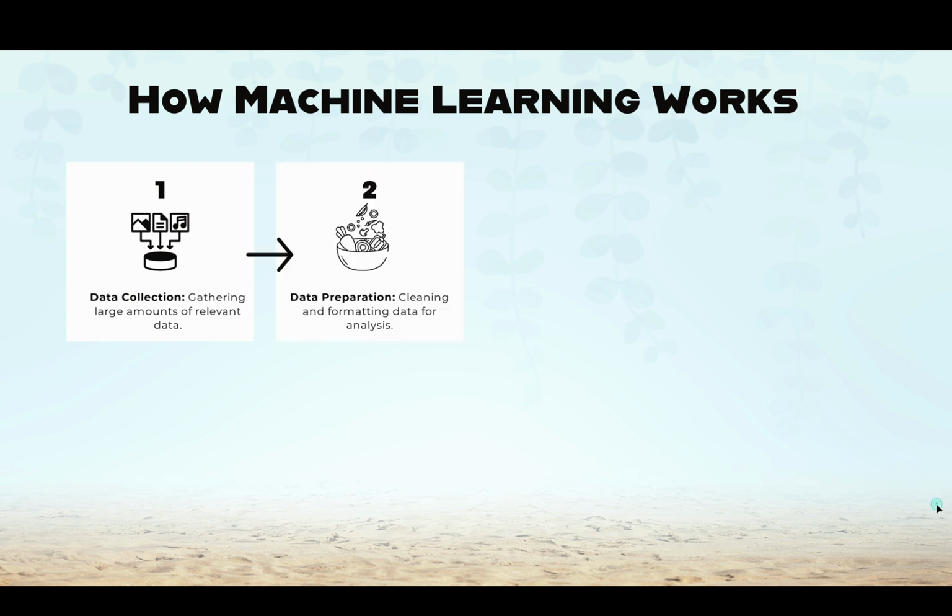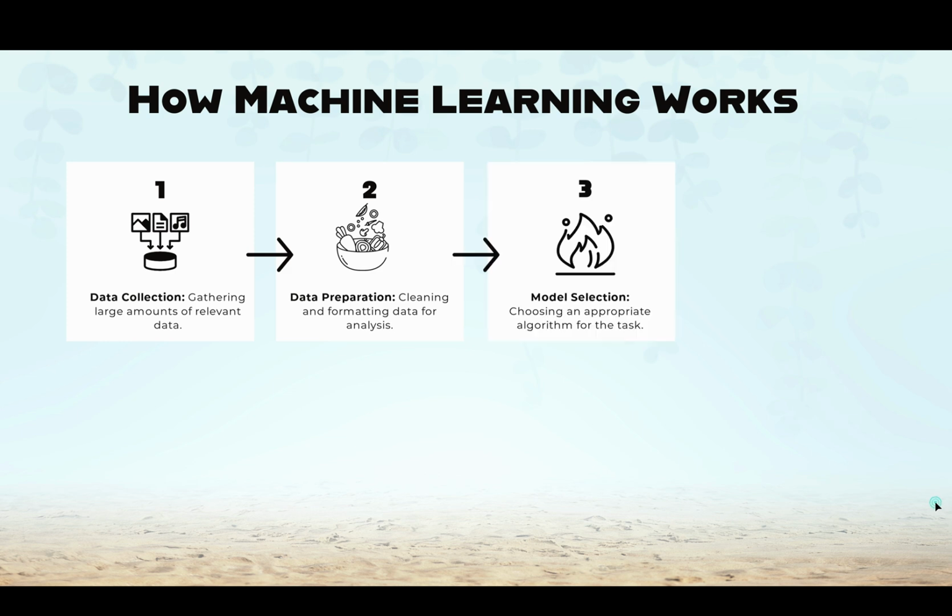2. Data preparation. Once data is collected, it needs to be cleaned and formatted to remove noise, handle missing values, and ensure consistency. This step may also include data transformation, such as normalizing values or converting categorical data into numerical form so that the model can process the data efficiently.